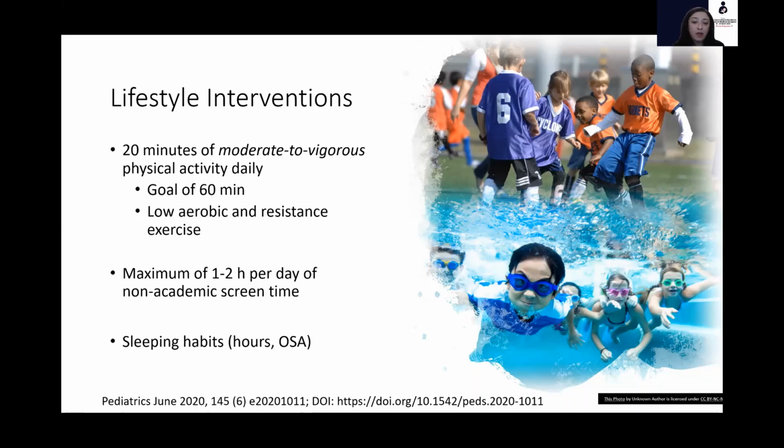And finally, sleeping habits, as I mentioned earlier, late hours, not getting enough sleep. And always remember to ask the question about snoring, about breathing interruption, because this sometimes goes unnoticed and is not necessarily brought up by the family or by the parents.